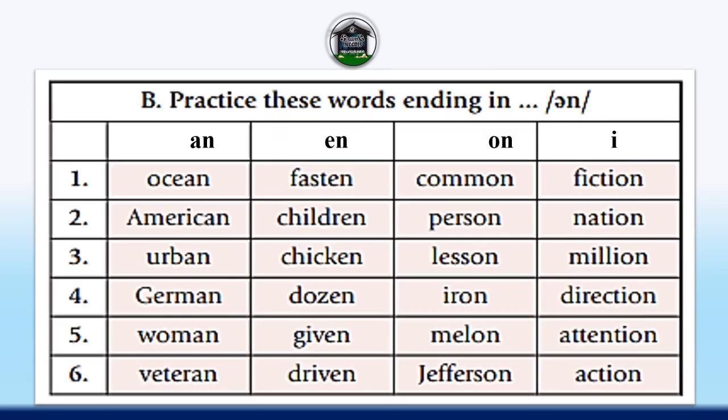Words ending in en, ion, on, an. Ocean, fasten, common, fiction, American, children, person, nation. Urban, chicken, lesson, million, German, dozen, iron, direction. Woman, given, melon, attention, veteran, driven, Jefferson, action.